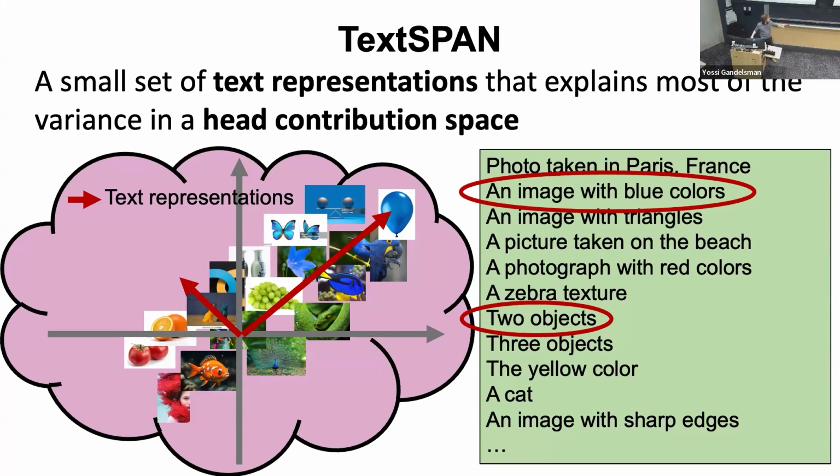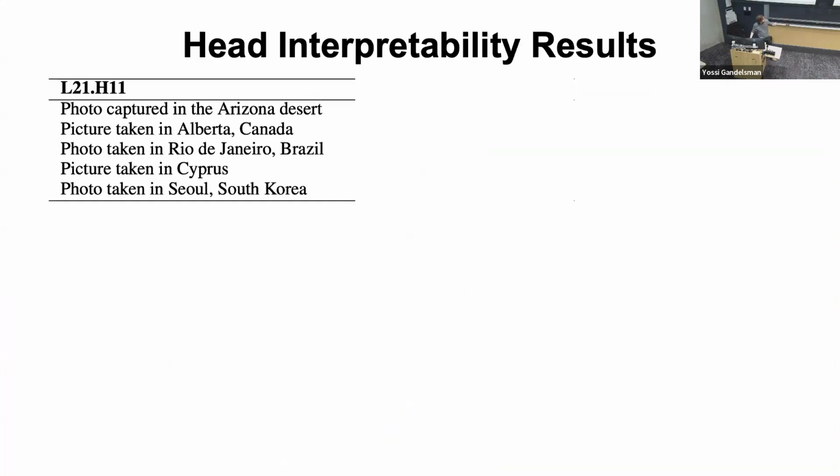Up until now, it's all math. But what we found out is pretty interesting. If you look at layer 21, head 11, in the model, you see that the sentences that span the output space of this attention head are: photo captured in Arizona desert, picture taken in Alberta, Canada, photo taken in Rio de Janeiro. So this attention head, across many images, informs the final representation about the geolocation in which the image was taken.